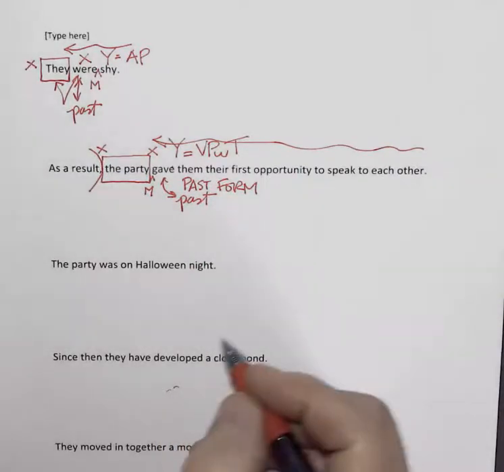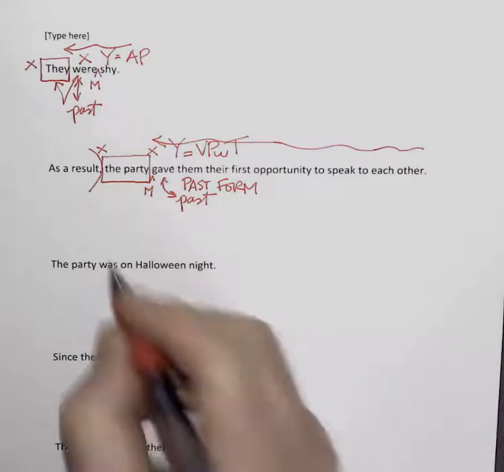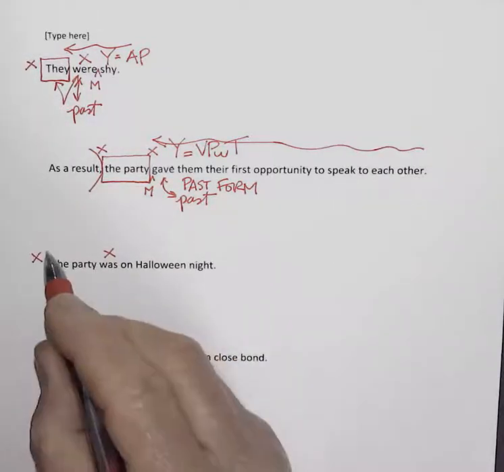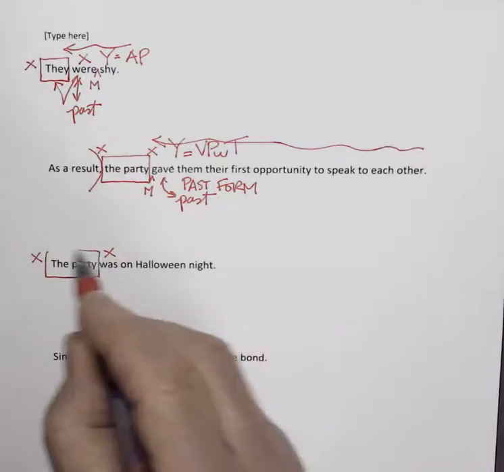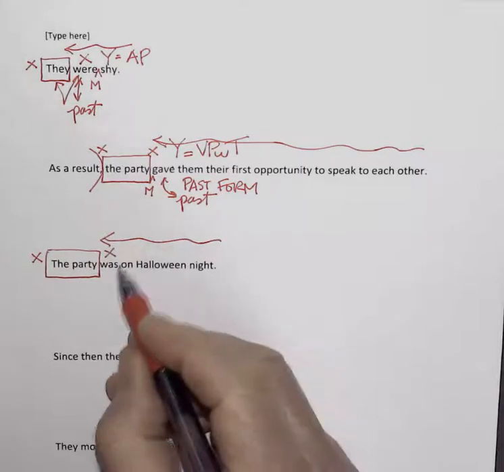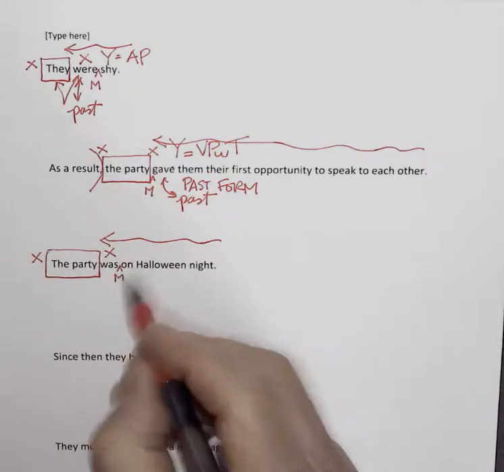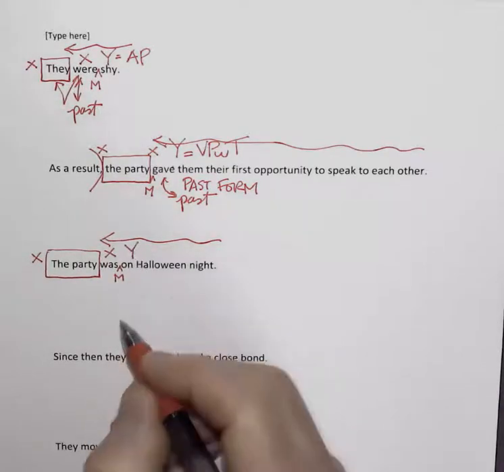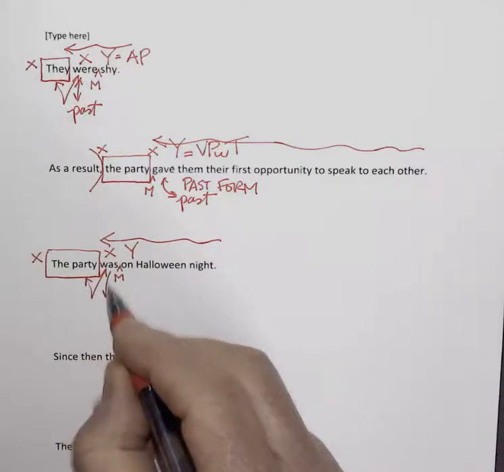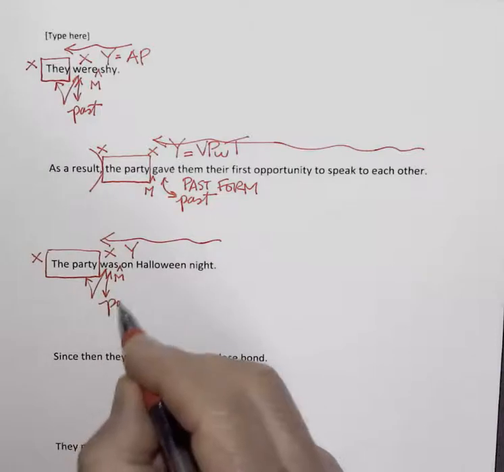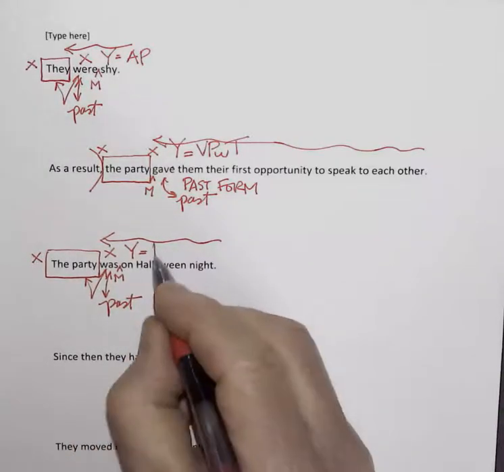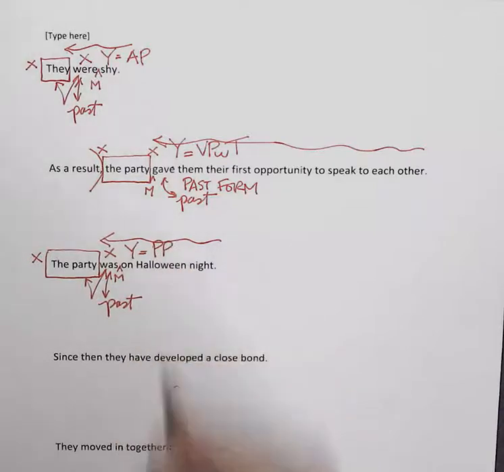The party was on Halloween night. No shifters. X word. Other X word place. Party. Predicate. And on Halloween is Y. Was ties with the subject. Was ties with the past. There's no verb. On Halloween, prepositional phrase.